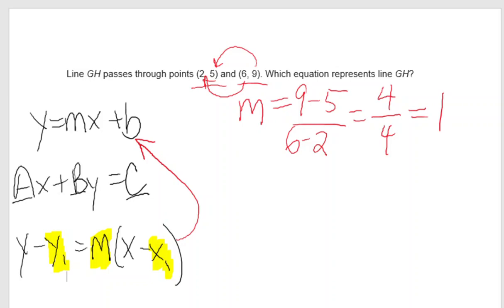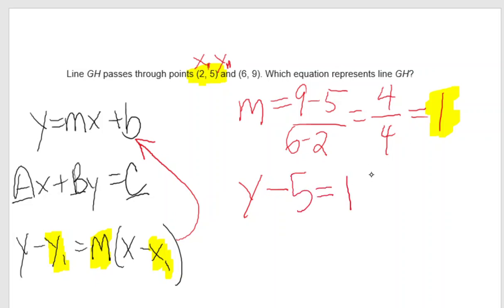Now we can go back and look at our point slope form and use the slope for m, and either one of these ordered pairs as our x sub 1 and y sub 1 value. So I'm just going to pick the first one, and I'm going to substitute. My y sub 1 value is 5, so y minus 5 equals the slope, which is 1, times x minus x sub 1, which is 2. So I just substituted the x sub 1 and the y sub 1 value into my point slope formula.